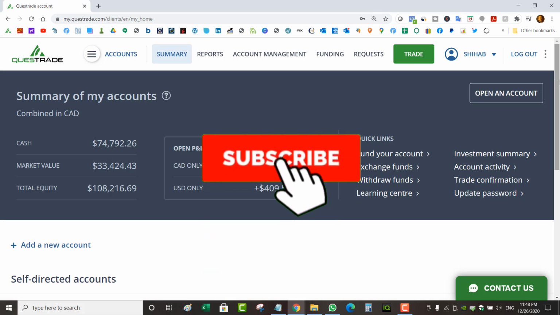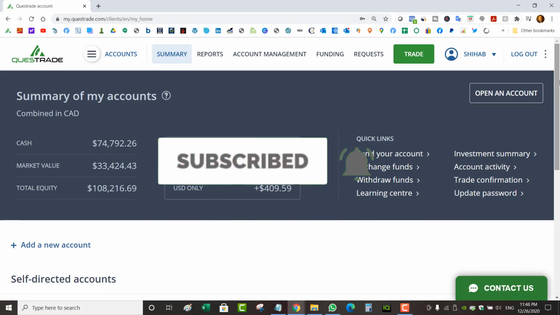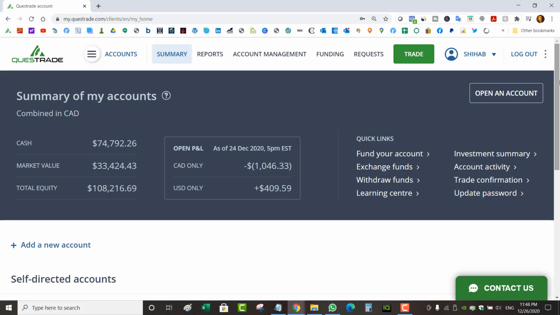Alright, so welcome to my weekly portfolio update with Questrade, where I show you what I'm holding in my accounts and also what I plan on doing. As of December 24th, my total equity with Questrade combined in Canadian sits at 108,216, and I've got 4 accounts with Questrade. I've got a margin account, TFSA, RRSP, and RESP.